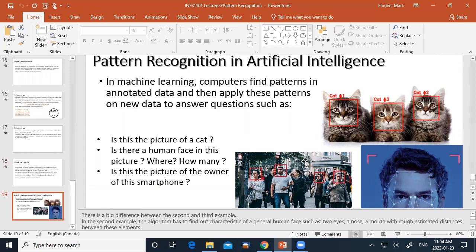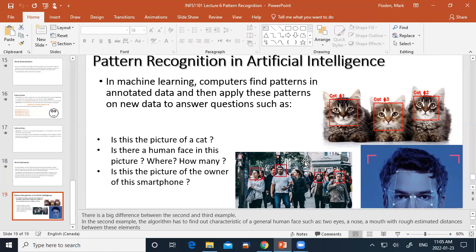So the note on the bottom is to be aware that there's a difference between recognizing a pattern and recognizing a smaller pattern within it. So can we recognize a cat? Can a computer recognize a cat from a photo?